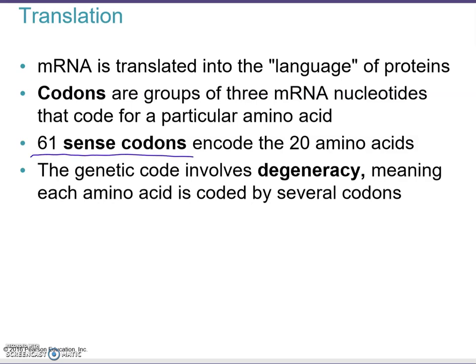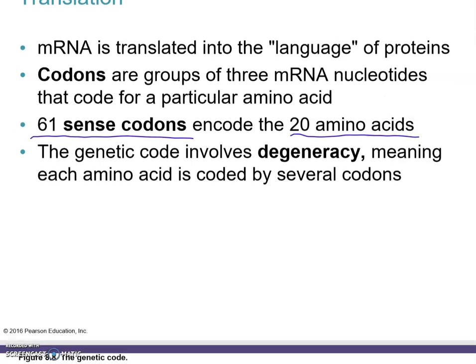Now, there are only 20 amino acids, so it's not a 1-to-1 ratio here, and that leads us to the term that the genetic code is degenerate. I don't really like to use that word too much. It's so negative, but another word that you can use for that is that it's redundant. So there is a redundancy in the genetic code. That means there are several codons that specify the same amino acid.